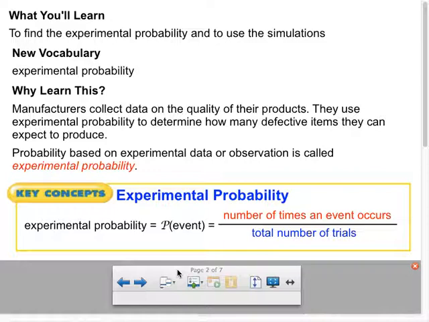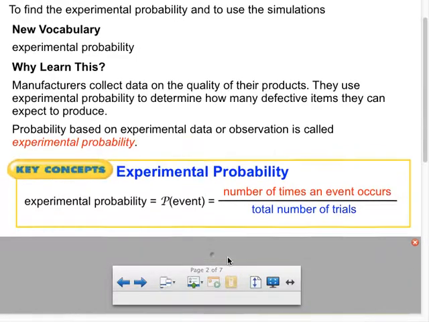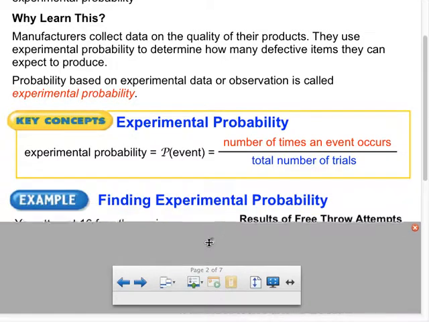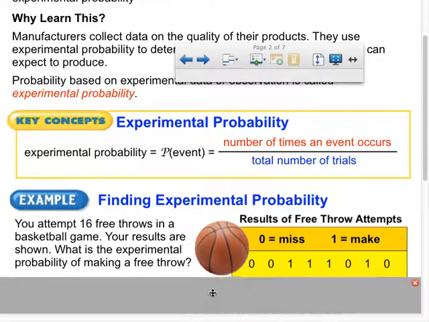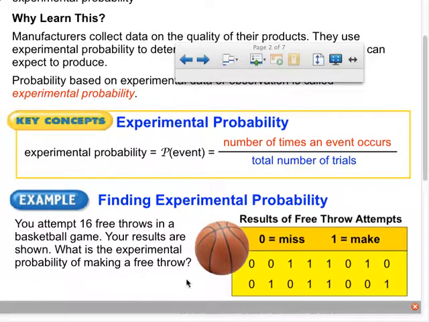Okay. Now, here is the key concept. Here's how we calculate the experimental probability. Does it look familiar? Looks a lot like theoretical probability, right? It's a ratio. So, here's what I want you guys to do. Here's my problem. Finding experimental probability: you attempt 16 free throws in a basketball game. Your results are shown. What is the experimental probability of making a free throw?